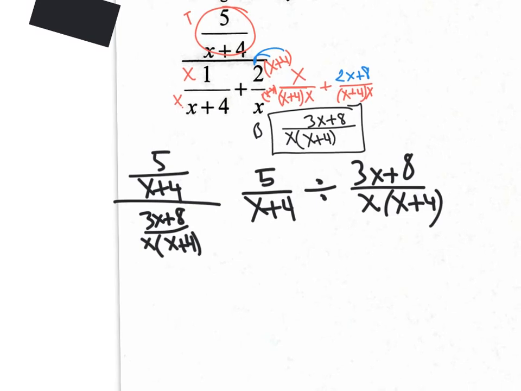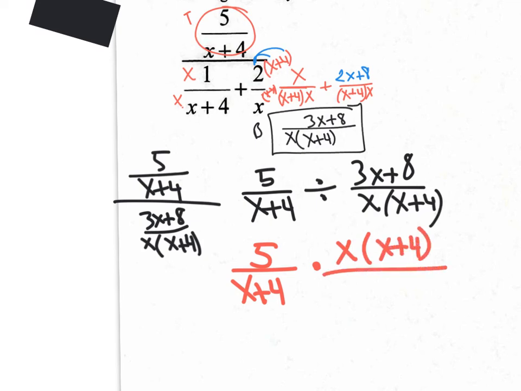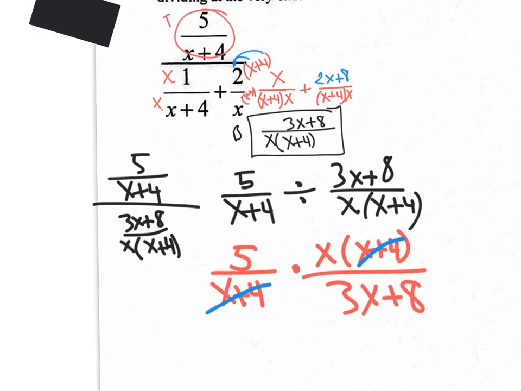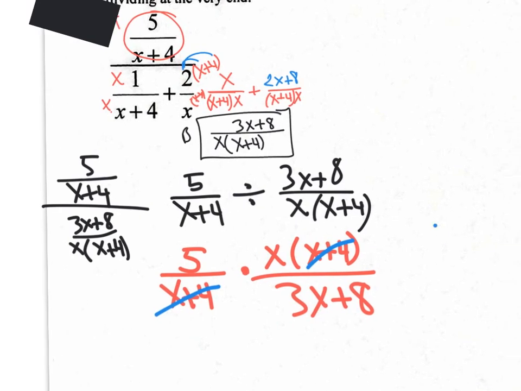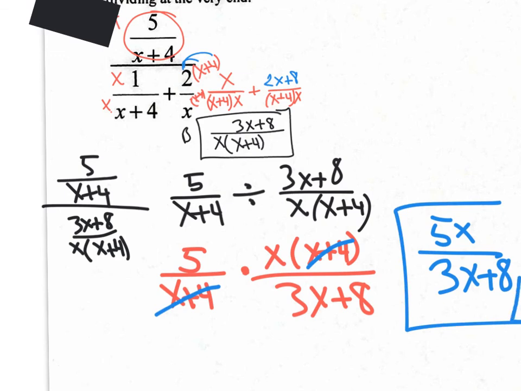Okay, so now I'm going to change the division to multiplication. So my first fraction is going to stay the same, 5 over x plus 4, and change to multiplication, and I'll have an x on top times x plus 4 also on top. Notice that I didn't distribute x times x and x times 4. I left it in factored form, and the reason why I leave it in factored form is because sometimes things cancel out, as they do right here. The x plus 4 on the bottom cancels with the x plus 4 on top. So that means that our final answer will be 5x over 3x plus 8. That's the final answer right there.